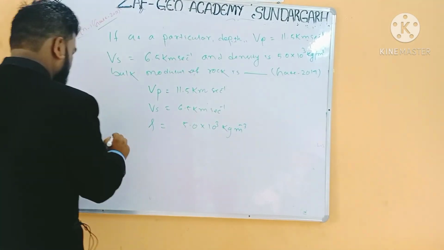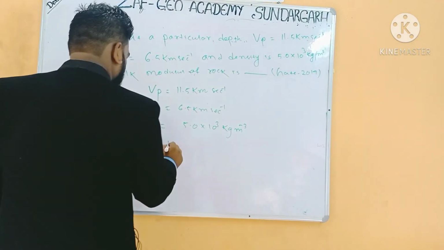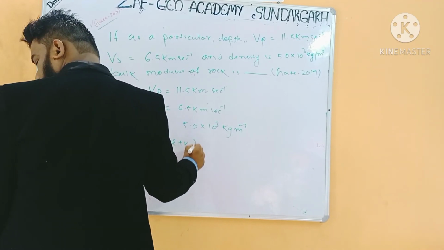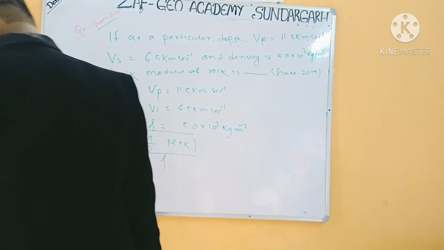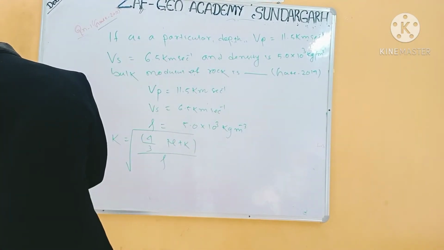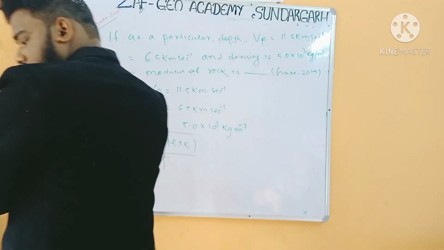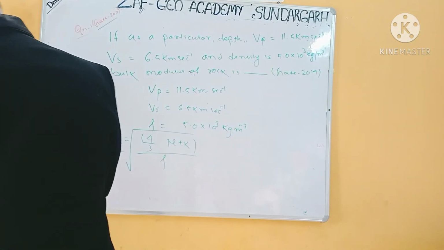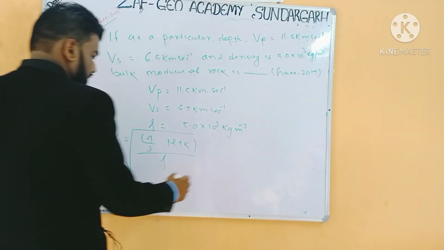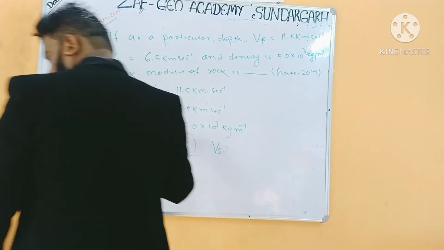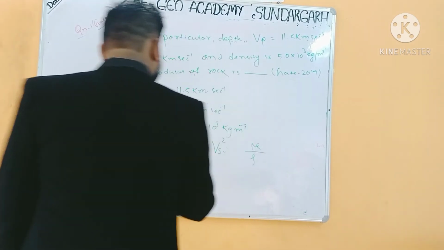The formula for velocity of P wave is root over K plus 4 by 3 mu, divided by rho. This is the formula. You have to remember the formula. And the velocity of S wave: the formula is velocity of S wave is equal to root over mu divided by rho. So velocity of S wave square is equal to mu divided by rho.